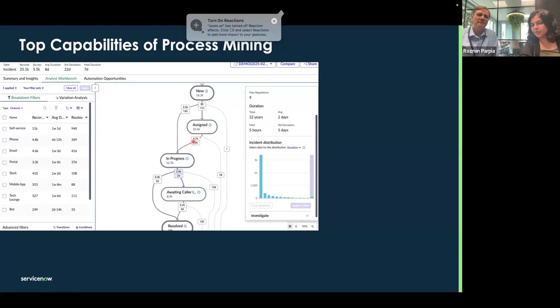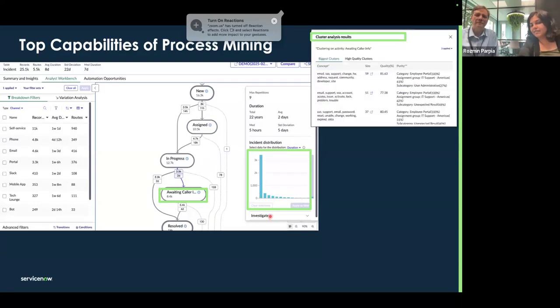Then it goes to in progress, 4,700 records, 9 hours. And then here, when you come to awaiting caller, you're like, okay, why am I awaiting caller here? This is a process anomaly. And that's where process mining gives you this histogram of the spread of your records across the timelines. How much time did it take you? And from there, this investigate button is like a gold mine.